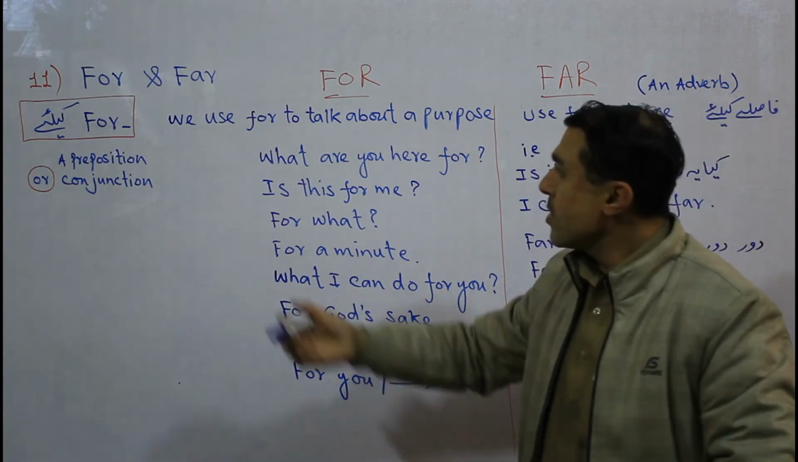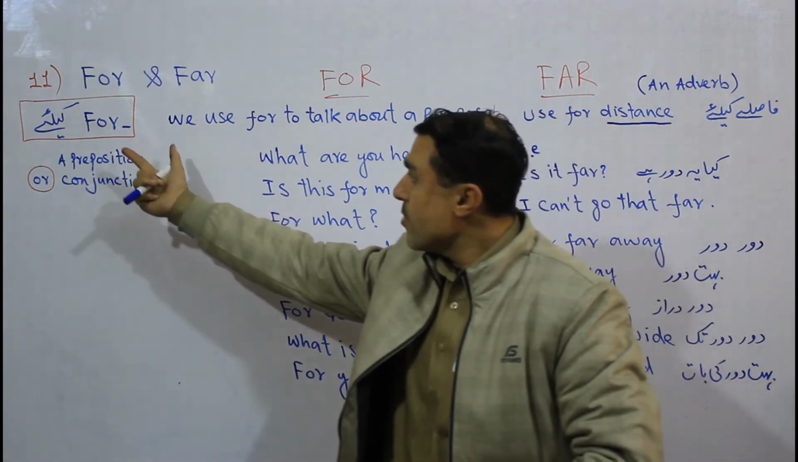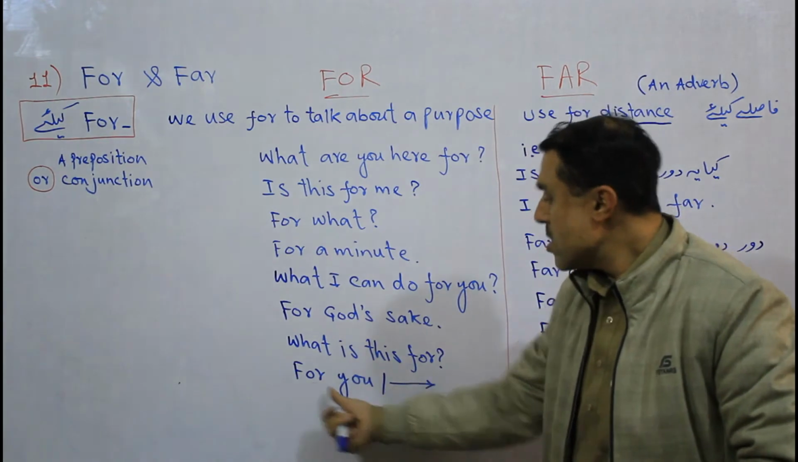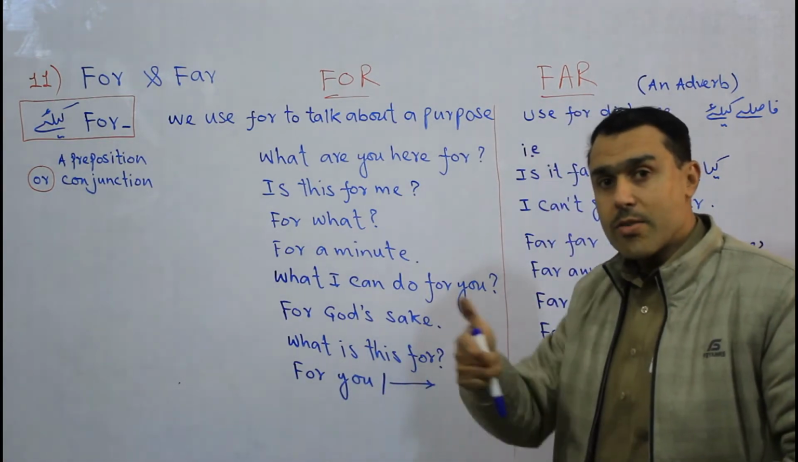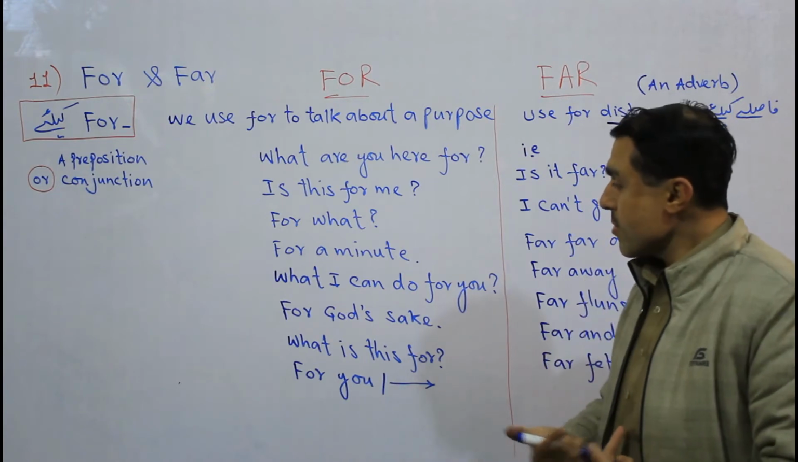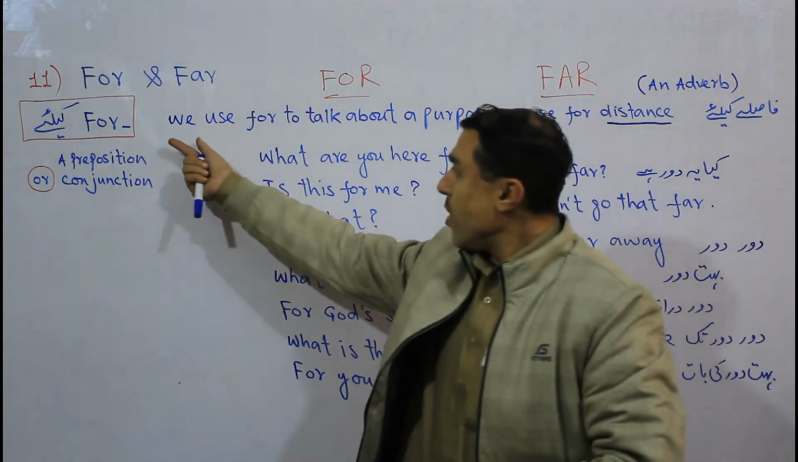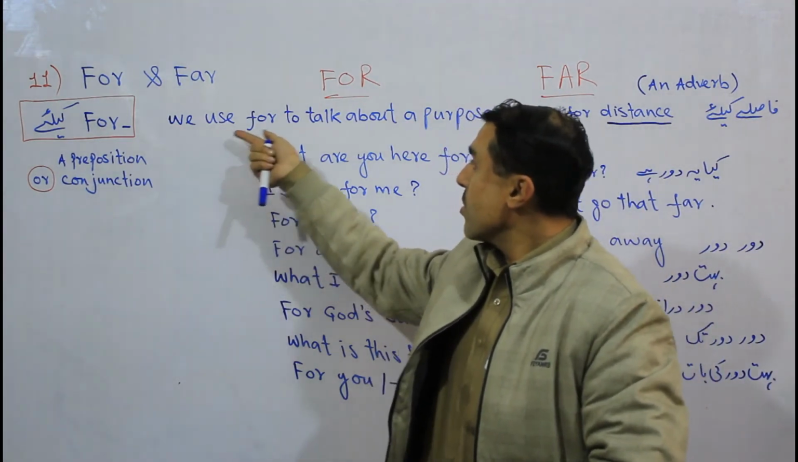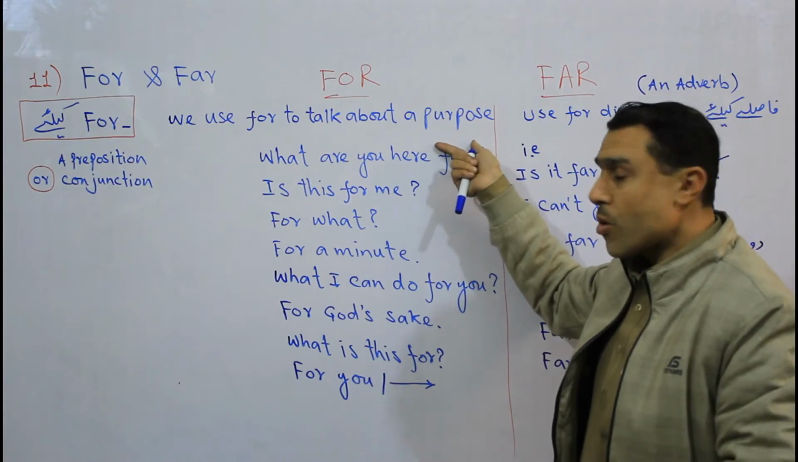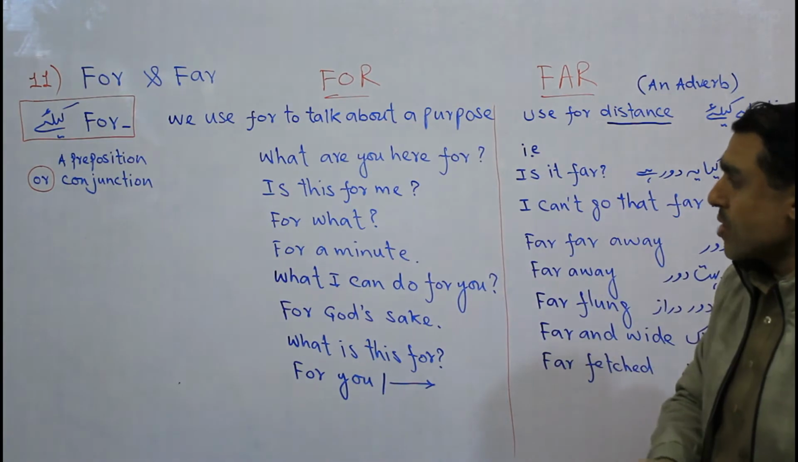Okay, let's talk about this for first. In Urdu, we have for, के लिए. For you, for me, for your family, for my family, for your comfort. So, we use for to talk about a purpose. तो हम एक मकसद के लिए या उसको रेफर करने के लिए हम ये यूज करते हैं.